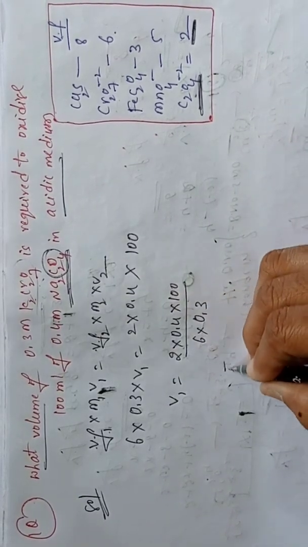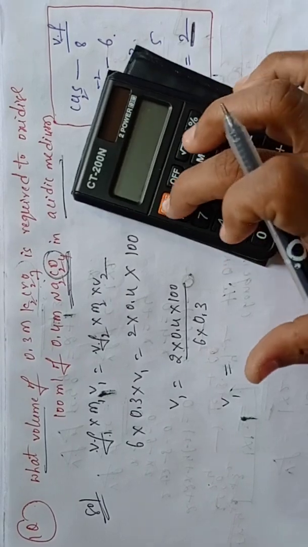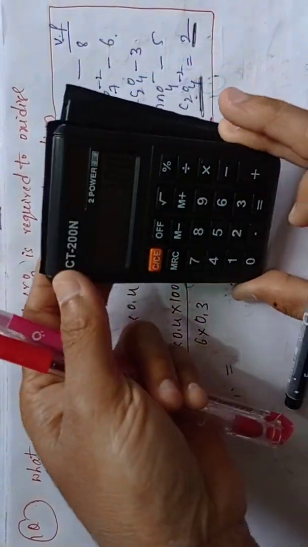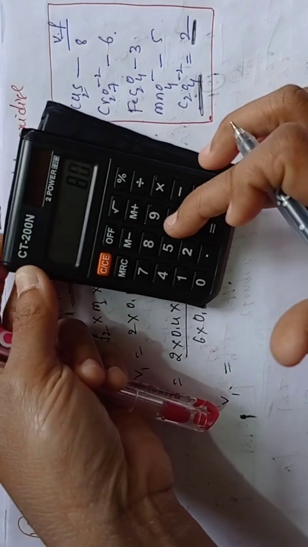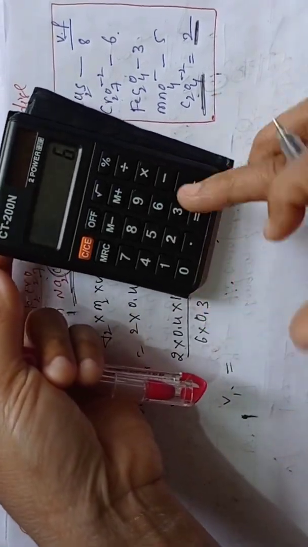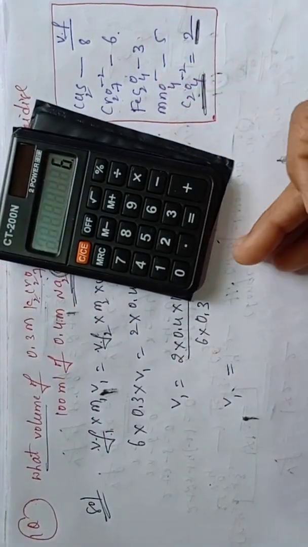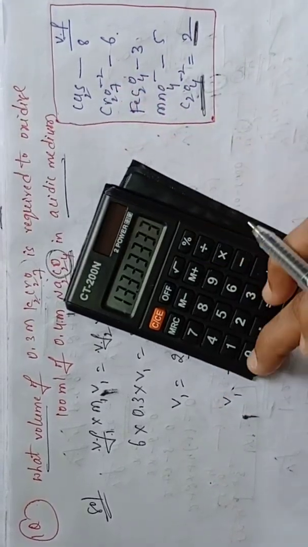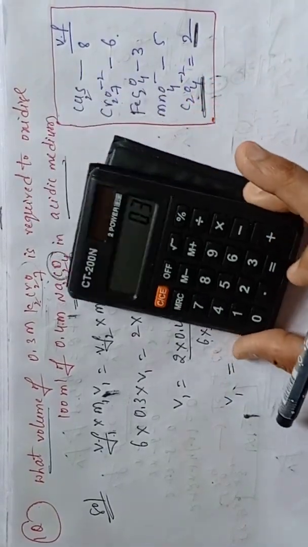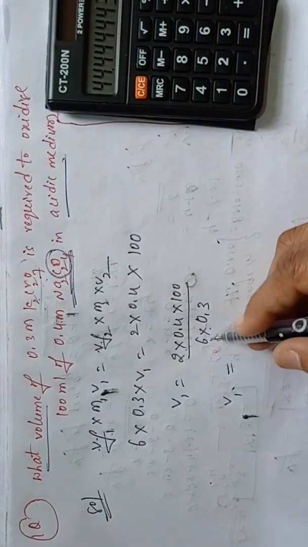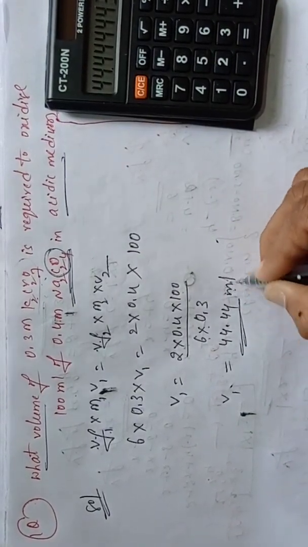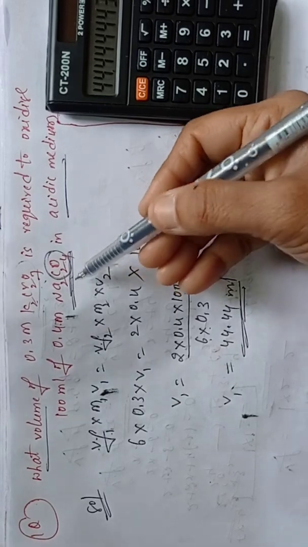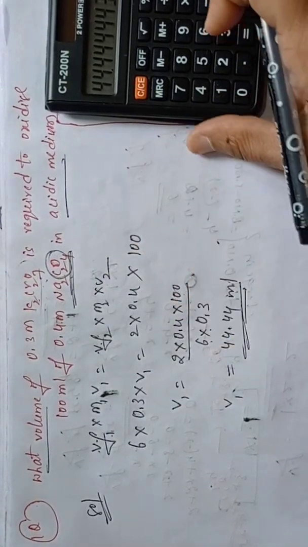So how much will you get, students? V1 is equal to 2 into 0.4 into 100 divided by 6 into 0.3. In the calculator, divide by 6, and again divide by 0.3. Are you following? Then you will get the answer 44.44. So this is 44.44 ml. This much, 44.4 ml of dichromate, is required to oxidize 100 ml of sodium oxalate. Are you clear on this one? So like this you have to find it, students.